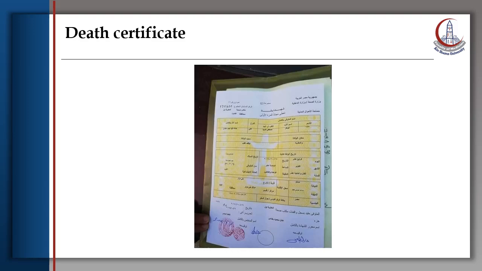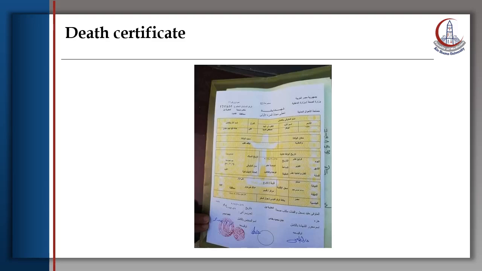Also, the underlying cause of death is defined as the disease or injury which initiated the train of morbid events leading to death. The intermediate cause of death is the disease or condition that preceded and caused the immediate cause of death. The immediate cause of death is the final disease or injury causing death.